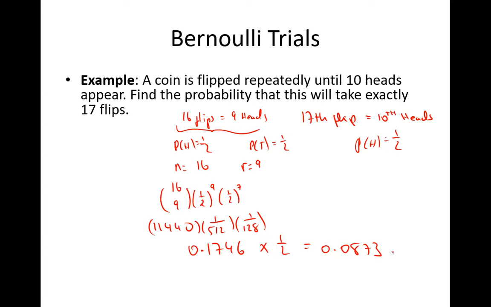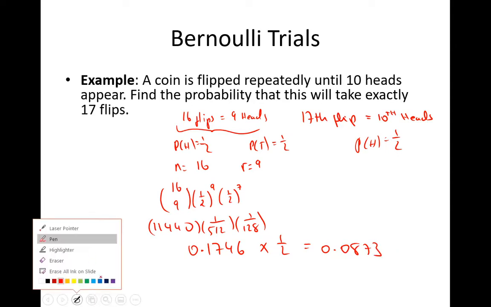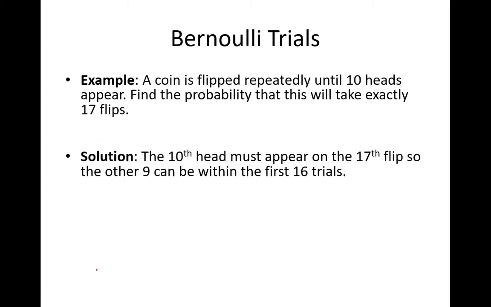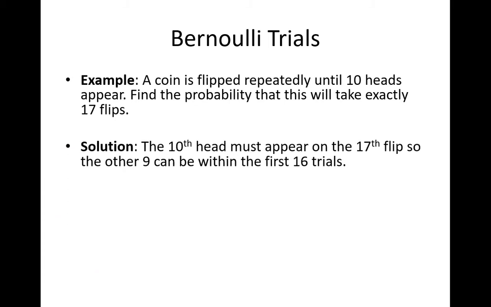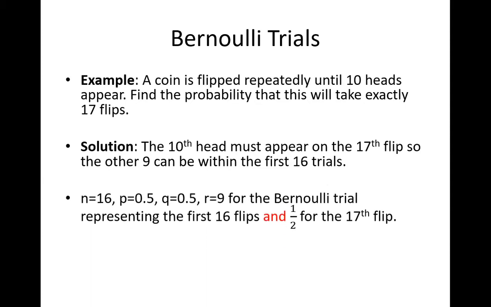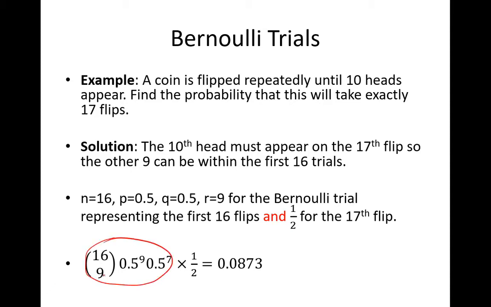And that's it. Okay, now I've gone through that with you, and again, I have printed this one out, I hope, in order for you to be able to see it carefully. 10th head must appear in the 17th flip, so the other 9 can be in the first 16. Okay, that means n is 16, the probability of success and failure are half each, and r is 9. So therefore 0.0873 is the answer. That there represents the probability of getting 9 heads out of 16 turns. You then multiply that by the probability of getting a head on the 10th turn, which is a half, to get an answer of 0.0873.